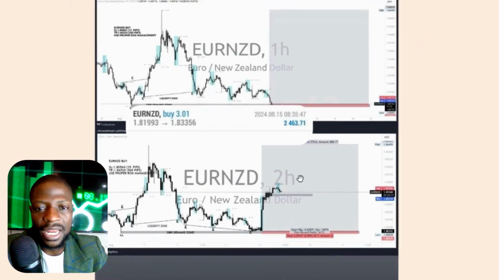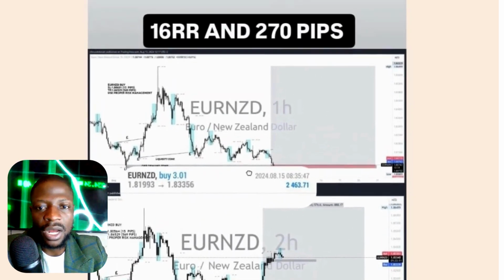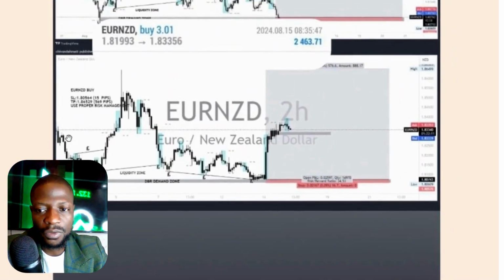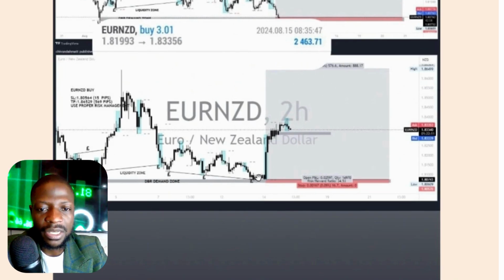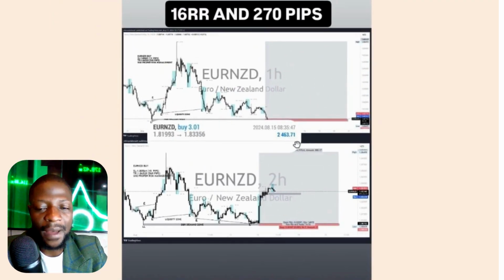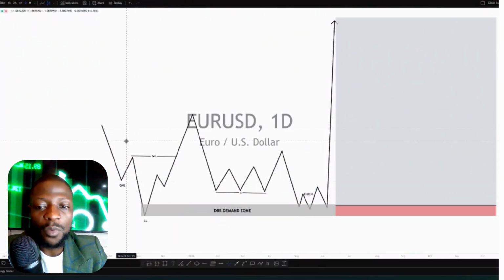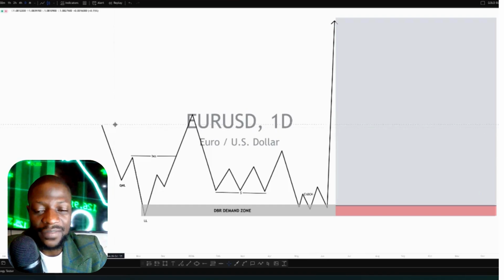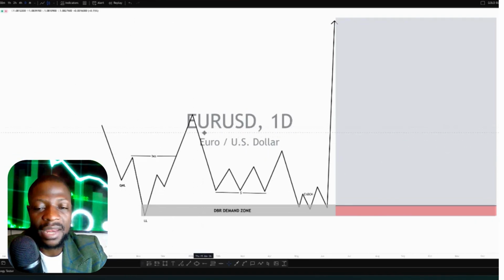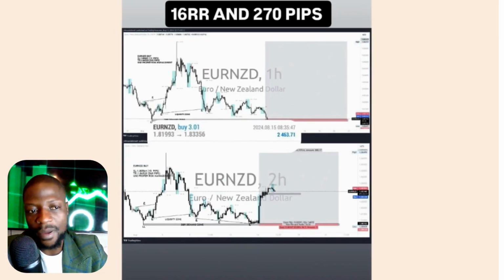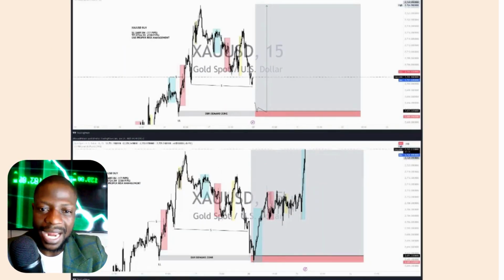You can see that we had another one on EUR NZD right here. You can see that it was a beautiful drop base rally, broke structure, and then you have liquidity right here. And then the market just taps into your area and pushes to the upside. You're going to notice that not all trades are going to have the QML. What is very significant is you just have this nice drop base rally and break of structure. That is the most important. So some are going to have the QML, some won't have the QML, and that is okay.